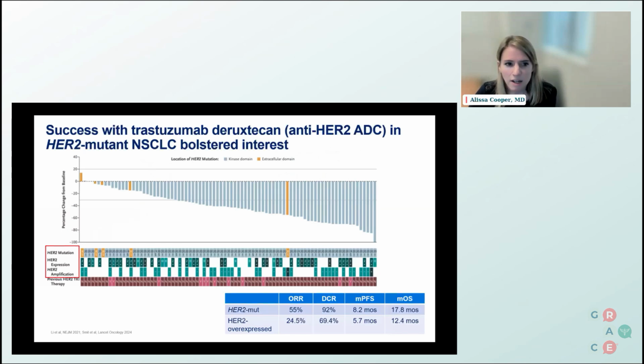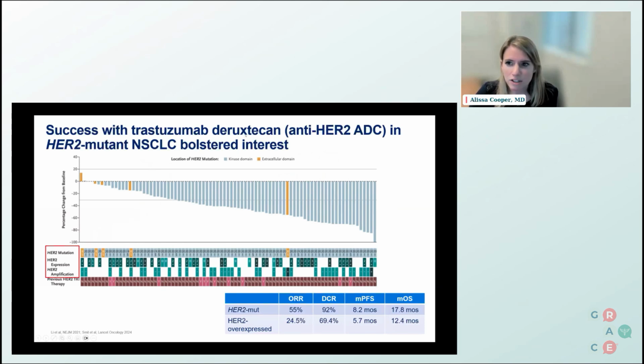Looking at this next slide, an agent called trastuzumab deruxtecan. All of these drugs have a mouthful of a name. The first word tells you the antibody, and the second word tells you the chemotherapy warhead piece of it. So trastuzumab targets HER2, and deruxtecan is telling you the chemotherapy part of it.